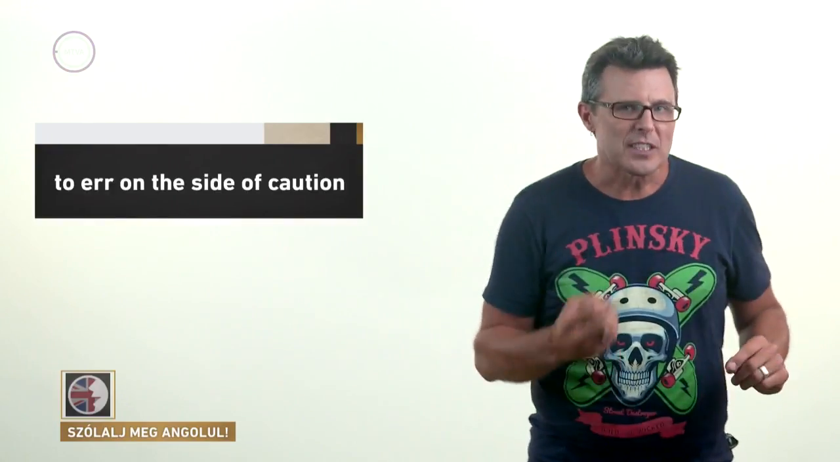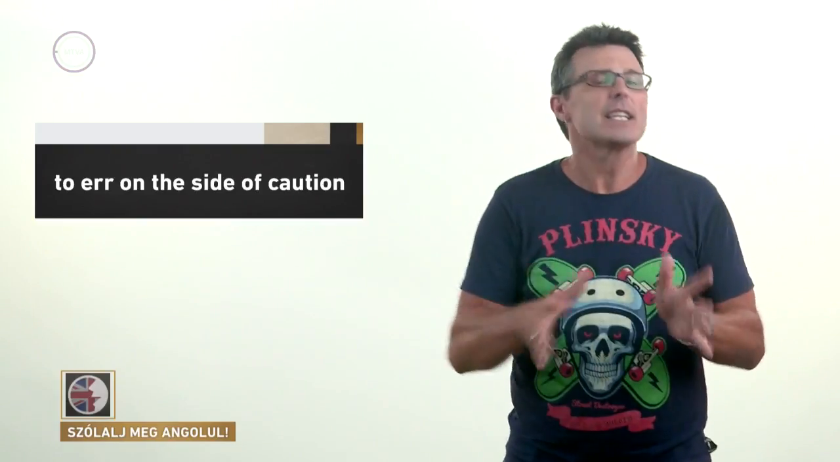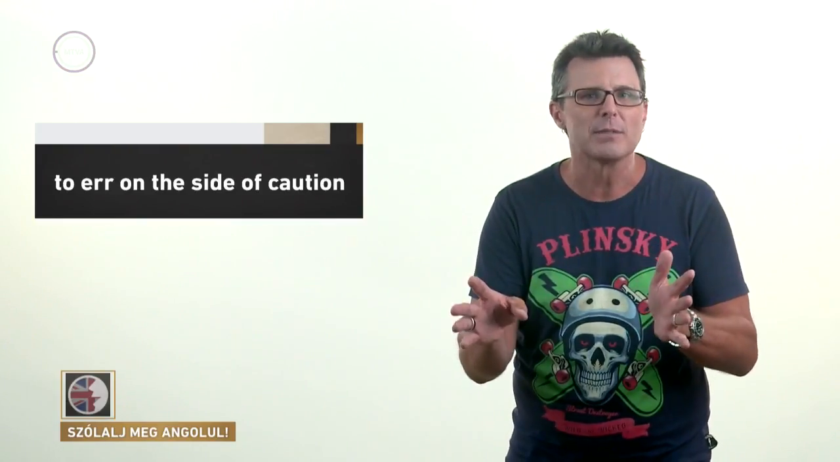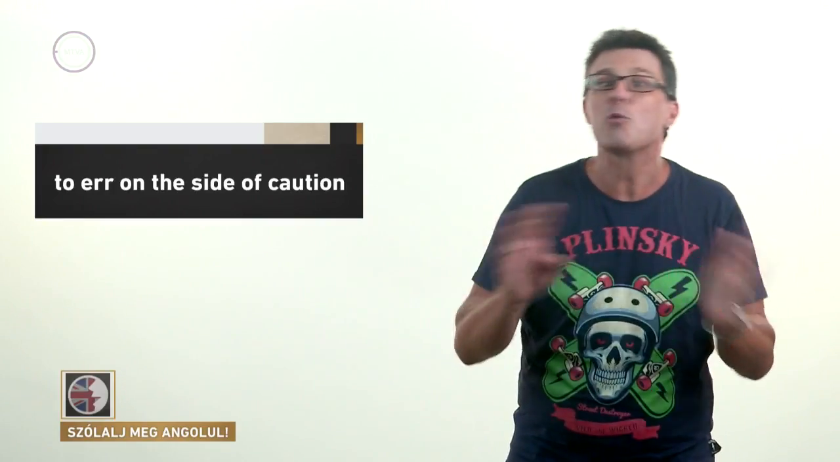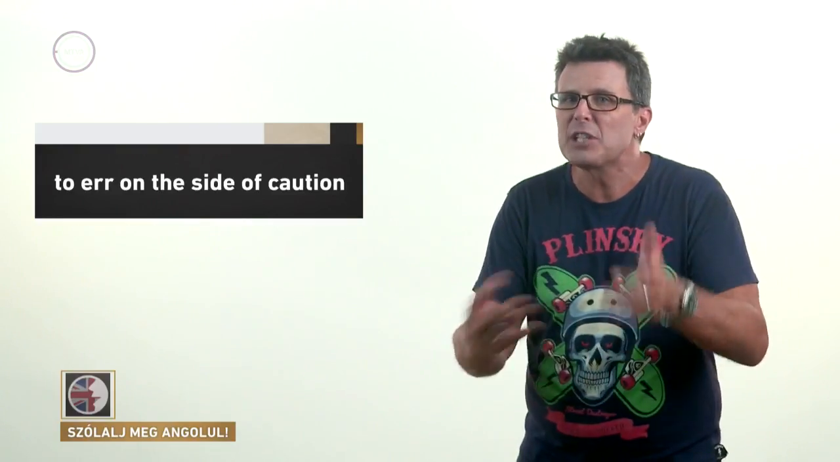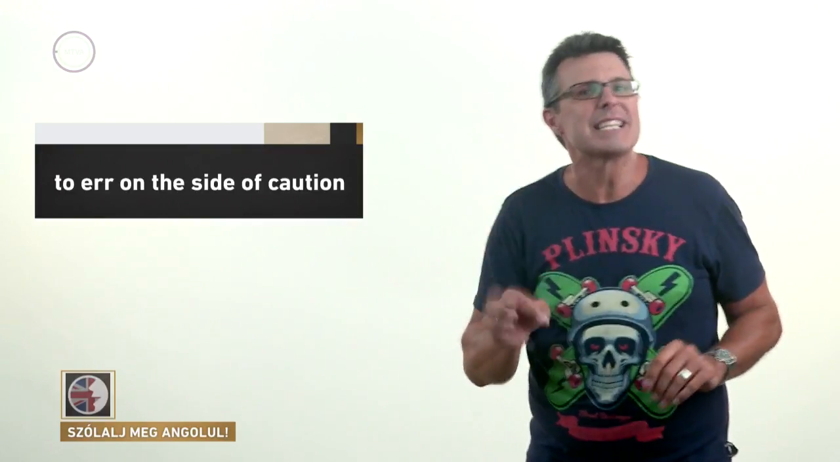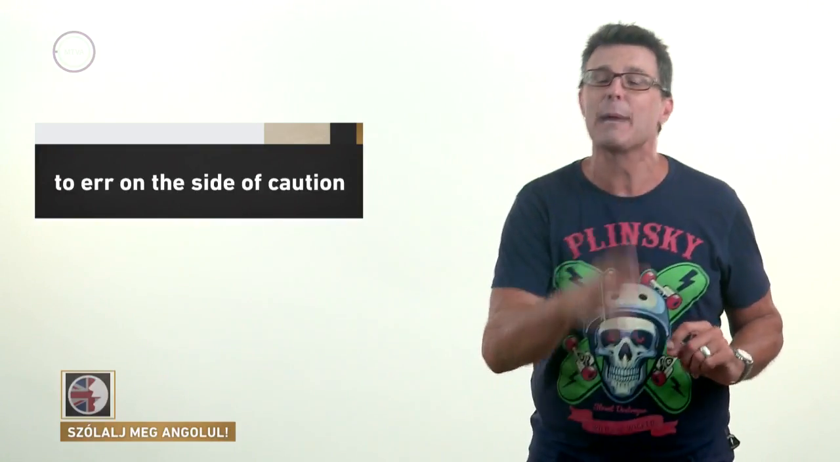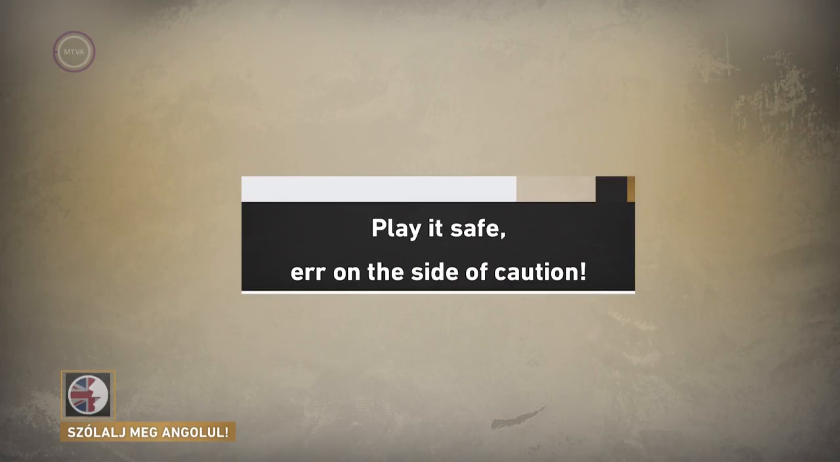All right, so back to the phrase, to err on the side of caution. What does it mean? Well, all it means is to take the safe path when you have a choice. You could take path A or you could take path B. Which one is safer? A. Okay, will something bad happen if you take path B? Well, maybe, maybe not, but there is less chance of something bad happening if you take path A. So that's the path to take. Play it safe, err on the side of caution.